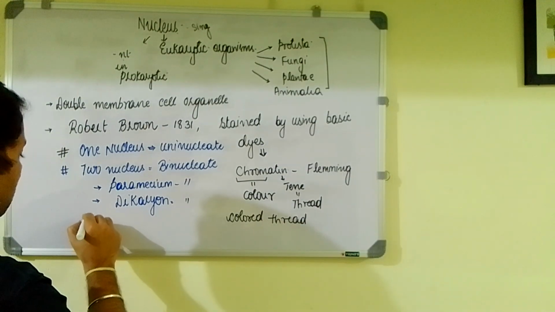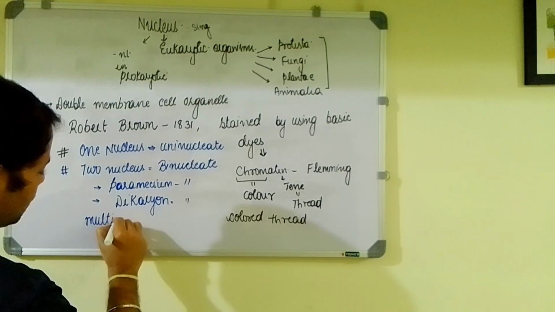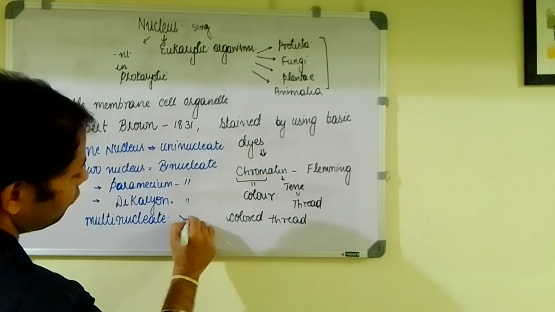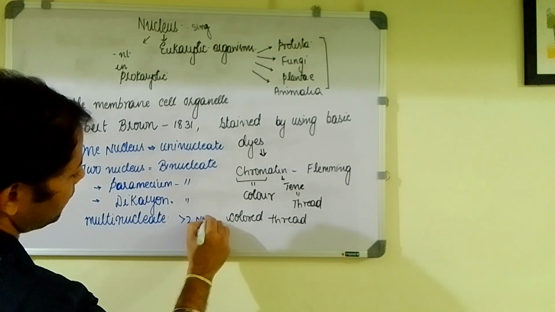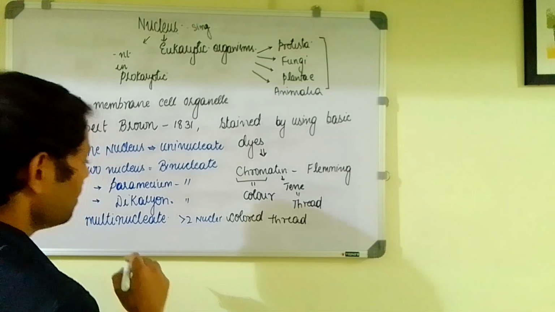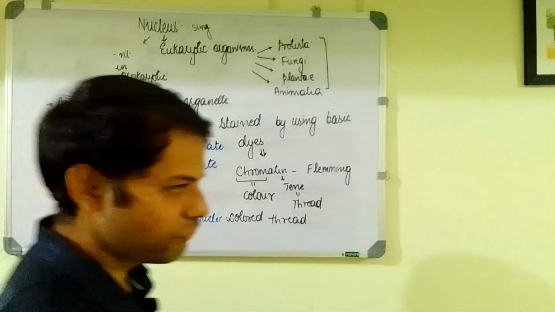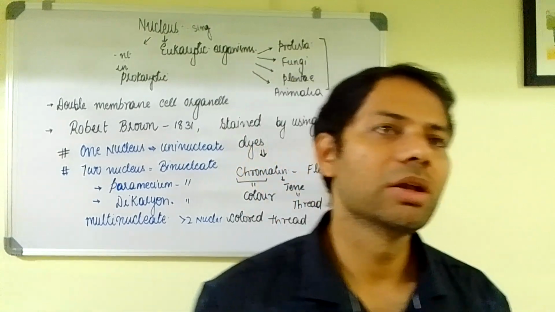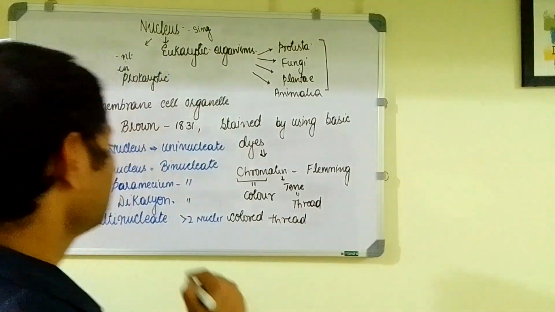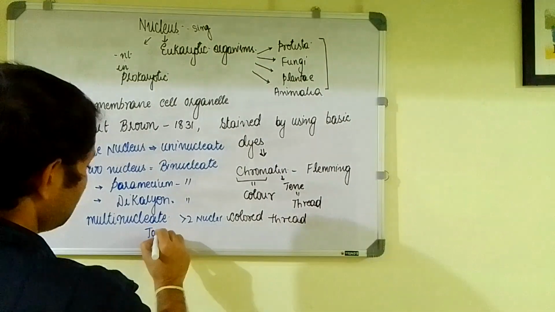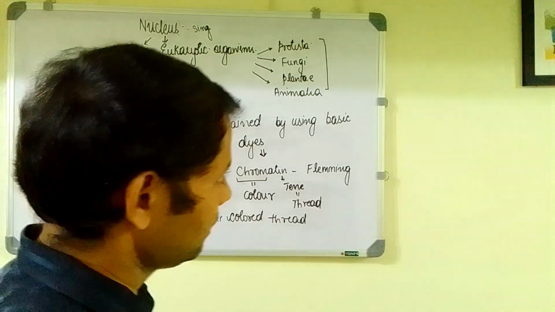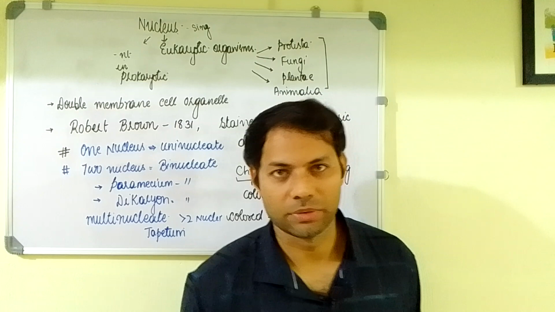The next one is the multinucleate condition. Presence of more than 2 nuclei, or even more, is called the multinucleate condition. Where do you find this multinucleate condition? It can be found in the tapetum. What is tapetum? Tapetum is the innermost layer of the anther wall.